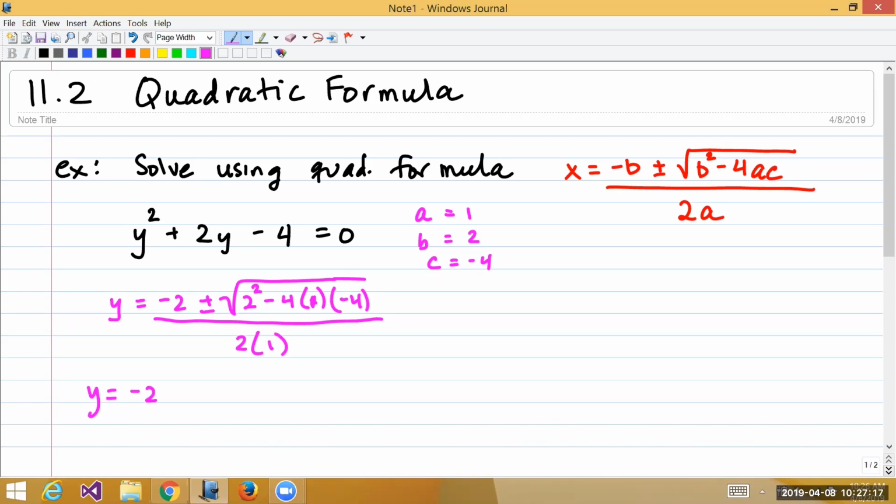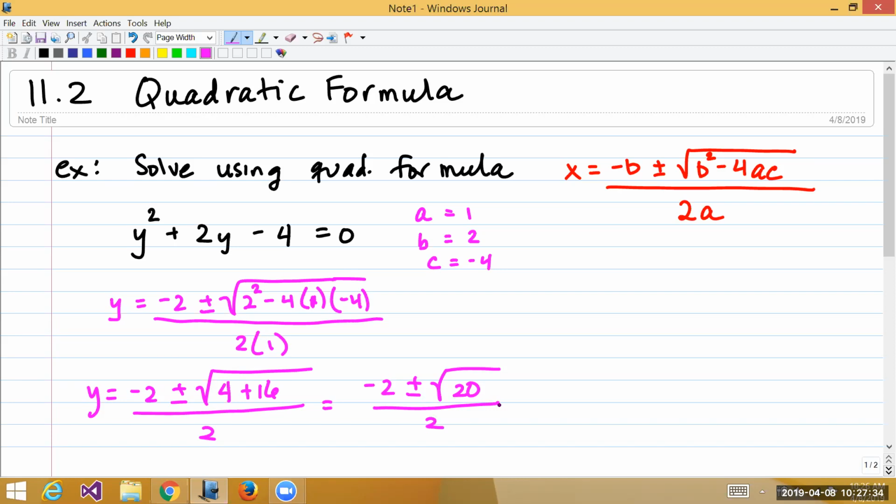y equals negative 2 plus or minus the square root of 4, and negative 4 times negative 4 is 16, so plus 16, over 2. That's negative 2 plus or minus the square root of 20 over 2. We can go ahead and simplify the square root of 20, taking out a factor of 4. So that'll be negative 2 plus or minus 2 radical 5 over 2.